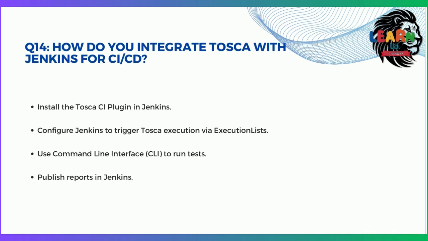Question 14. How do you integrate Tosca with Jenkins for CI/CD? Answer. 1. Install the Tosca CI plugin in Jenkins. 2. Configure Jenkins to trigger Tosca execution via execution lists. 3. Use command line interface, CLI, to run tests. 4. Publish reports in Jenkins.